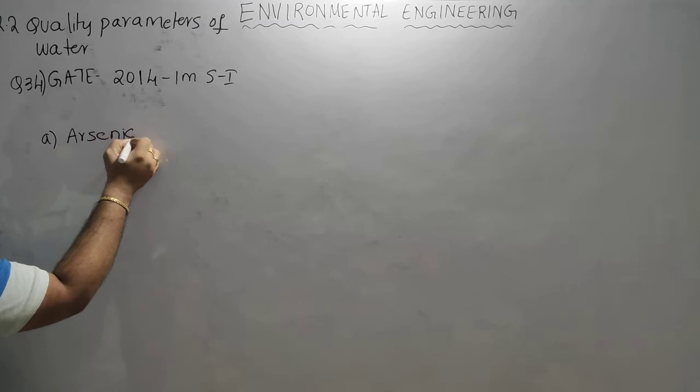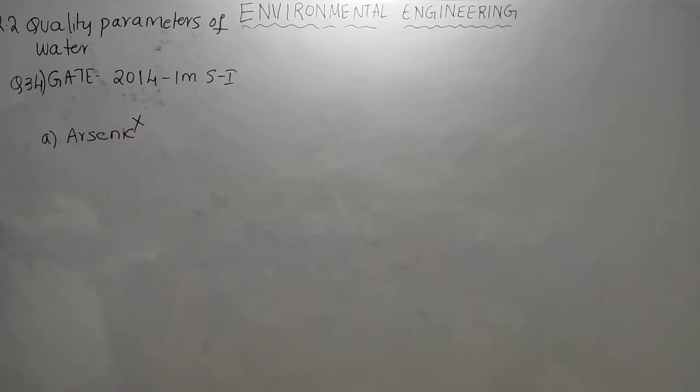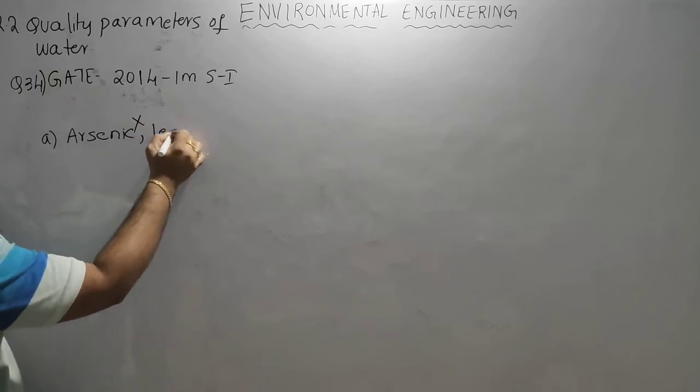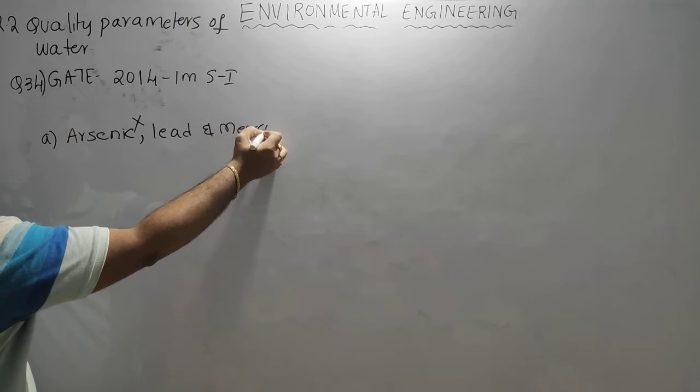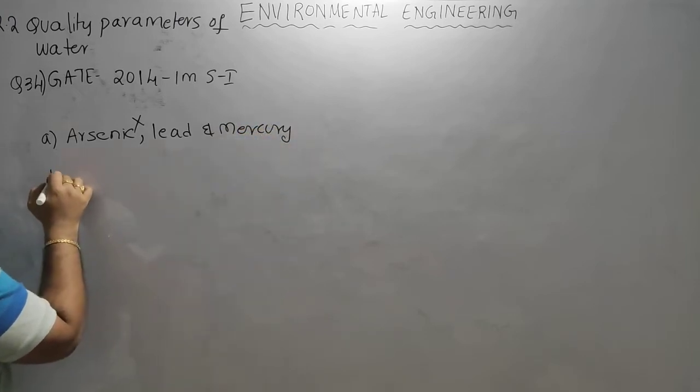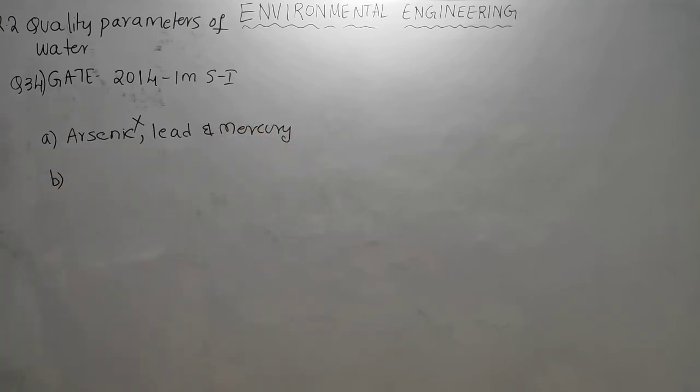Arsenic is a toxic metal, so option A is wrong, because arsenic, lead and mercury are all toxic metals. Let us go to option B, calcium, sodium and silver. Silver is again a toxic metal, so it is not the answer. Cadmium and chromium are also toxic metals. Option D is iron, manganese and magnesium.